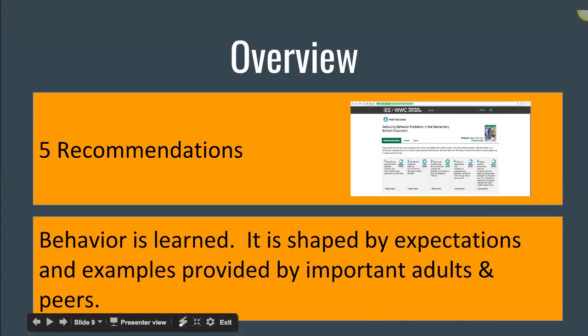Fundamental to these recommendations is the notion that behavior is learned. Students' and adolescents' behaviors are shaped by the expectations and examples provided by important adults in their lives and by their peers. In the elementary grades, general education classroom teachers are arguably the most important adults at school for the large majority of the students. As such, they play a critical role both in proactively teaching and reinforcing appropriate student behaviors and in reducing the frequency of behaviors that impede learning.